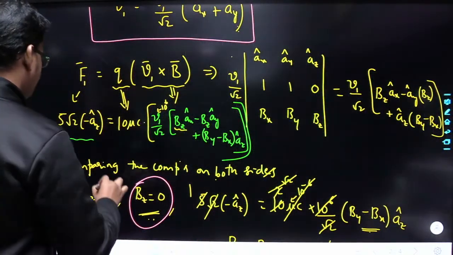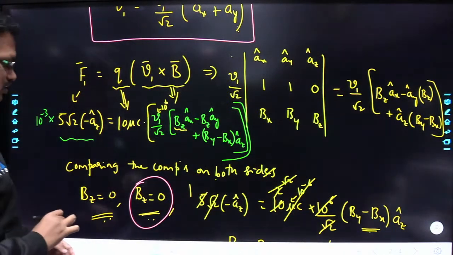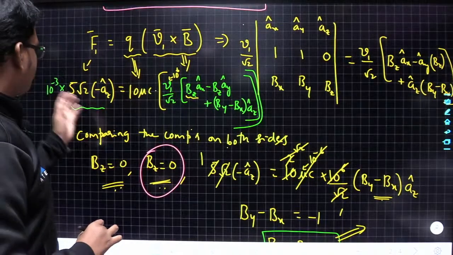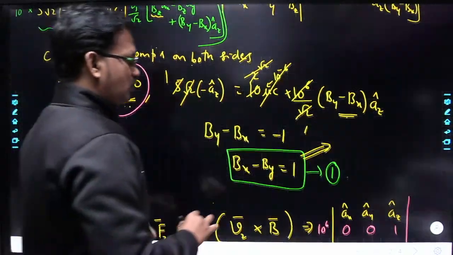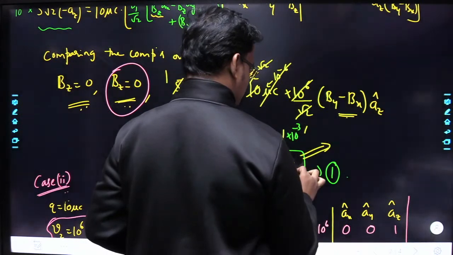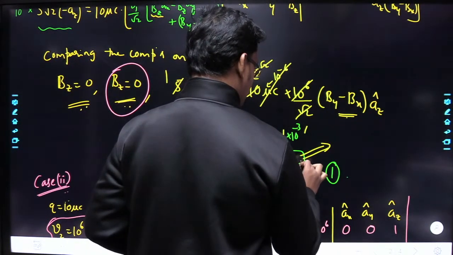Millinewton means here you have to write into 10 to the power of minus 3, right? So I am adding millinewton here. Millinewton means into 10 to the power of minus 3. Okay, so that means here you are going to get minus 1 into 10 to the power of minus 3, that is 10 power minus 3.